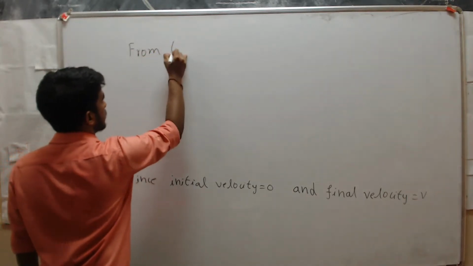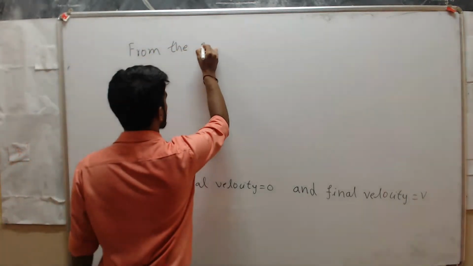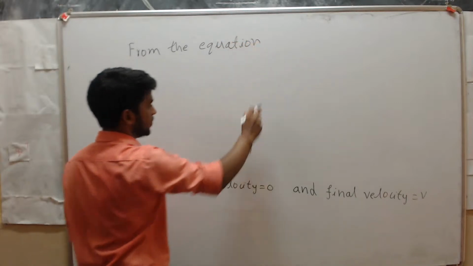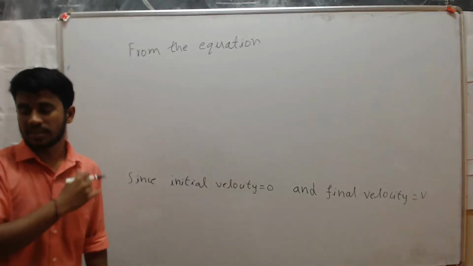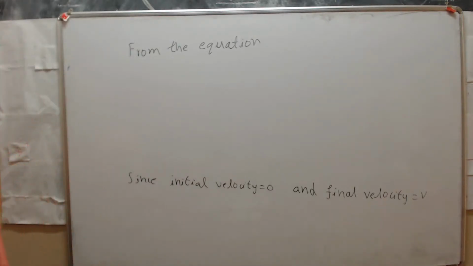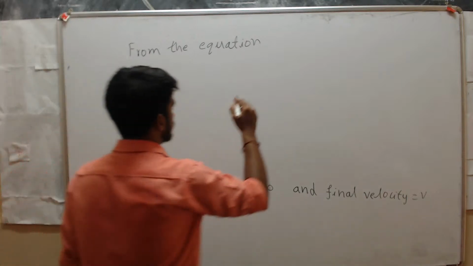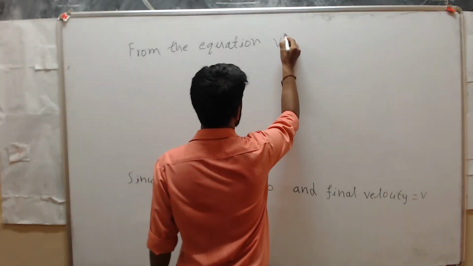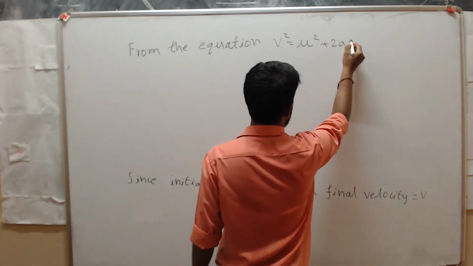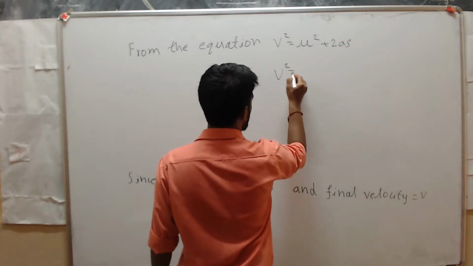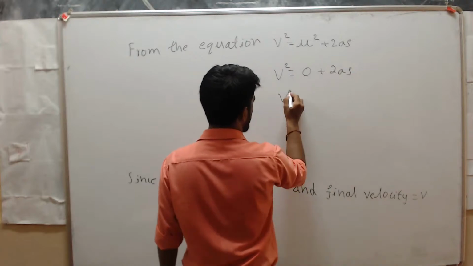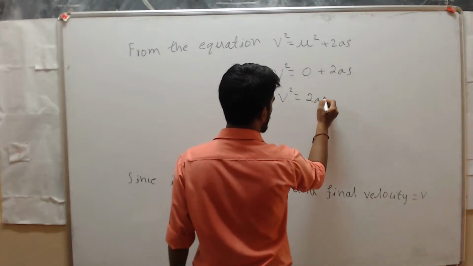From the equation, we know that, right? That is the third equation of motion: v square equal to u square plus 2as. Next, v square equal to 0 plus 2as. So we can write v square equal to 2as.